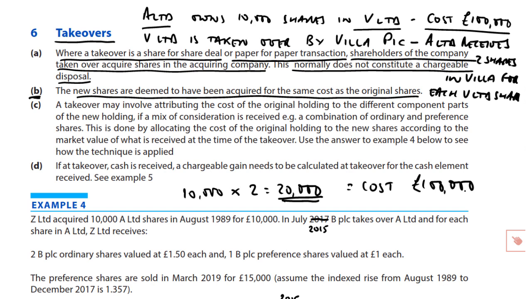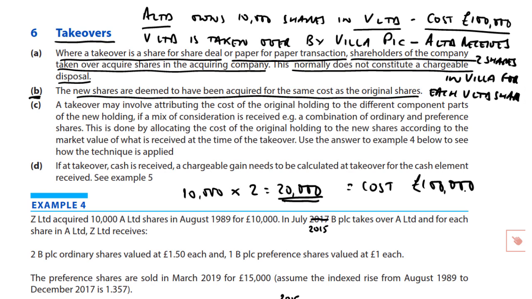And that will allow you then to apply an indexation factor to the cost, either up to the date of disposal or December 2017, rather more likely if that be an earlier date, so as to then work out the chargeable gain that arises when A Limited disposes of the new shares that it acquired in Villa plc. So, the two points of contact with the tax system that you have to be aware of.